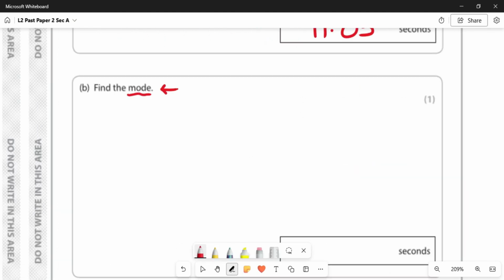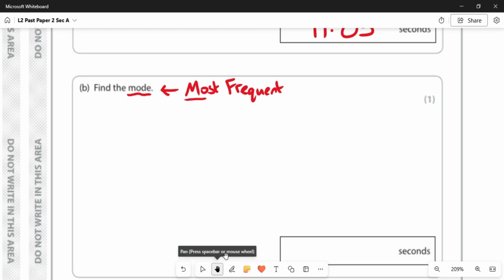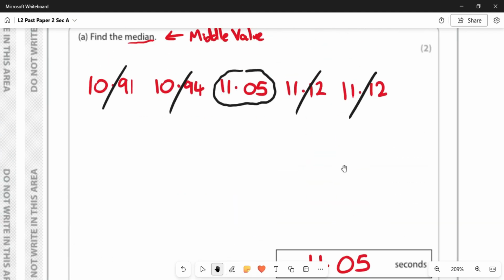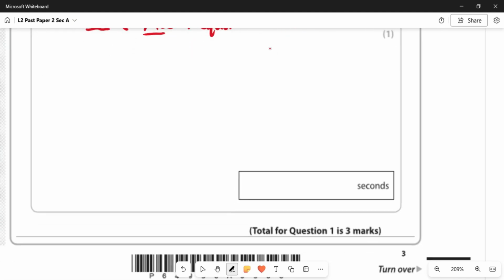Hopefully you know that the mode means the one that appears the most, or the most frequent, let's say. And the best way of remembering that, they both start with MO. So mode means most. Let's just go back to the list. I'm pretty sure I know which one it is. It was these two, wasn't it, which appeared twice. So obviously the answer is going to be 11.12. Yep, for your 3rd mark. 3 marks in total. Let's move on to question 2.